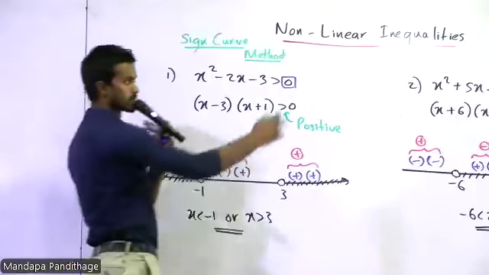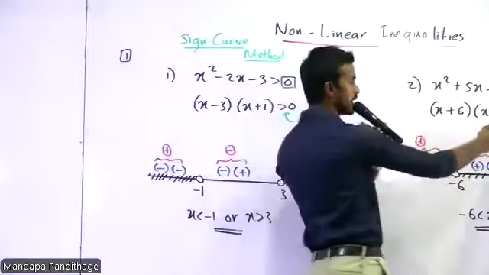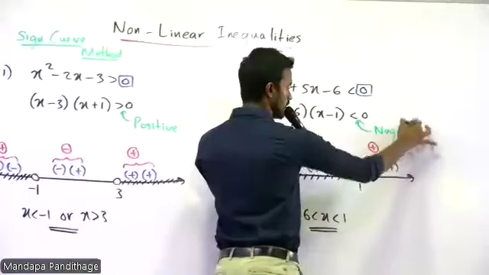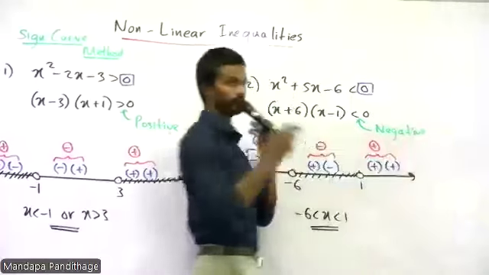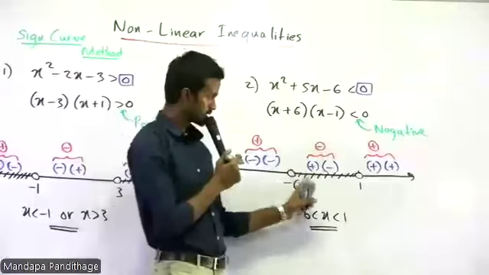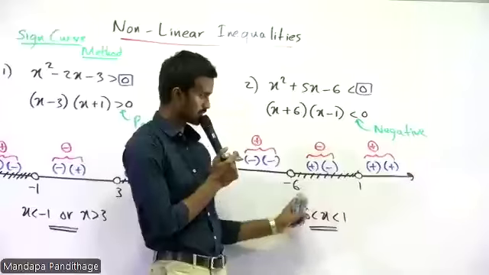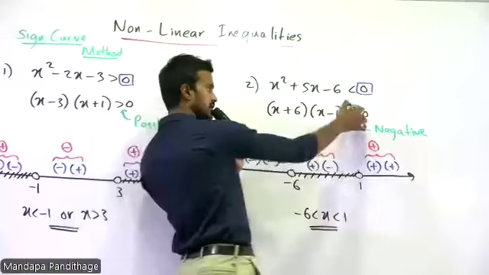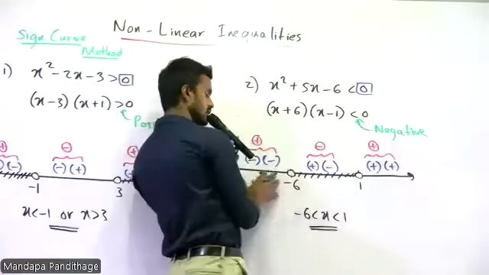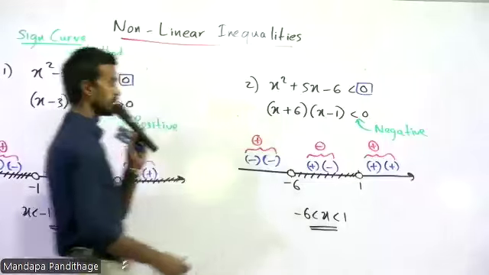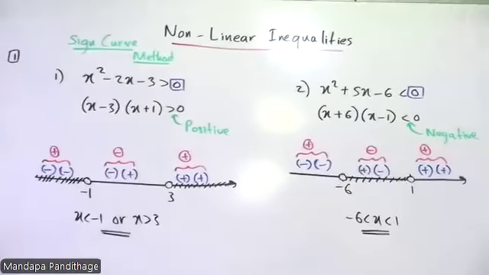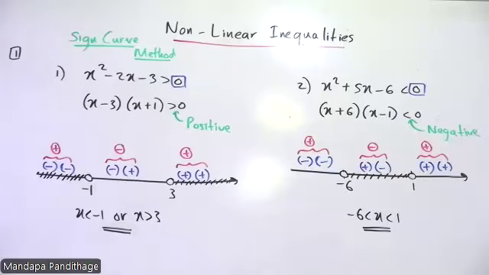Clear? So when it comes to this one, they are asking for the region that is less than 0. So less than 0 means it's negative. Then you have to consider the region where it's negative. It's negative in this region. So that's why in that case, I have marked this one. Even in this one, if they ask for the positive region, then you have to mark this and this. Okay. Now in the inequalities tute, questions 3, 4, and 5.